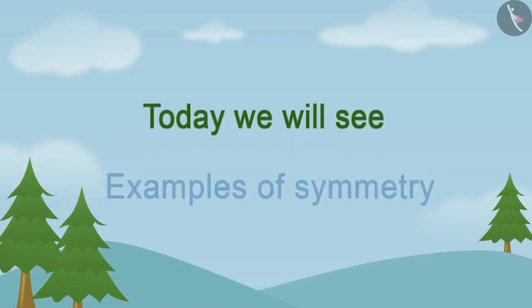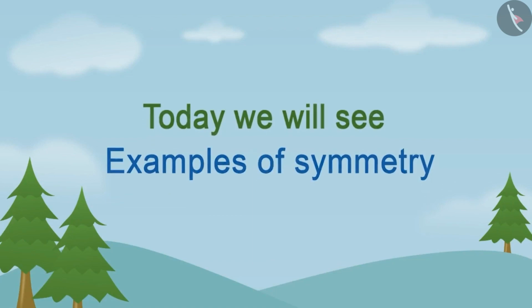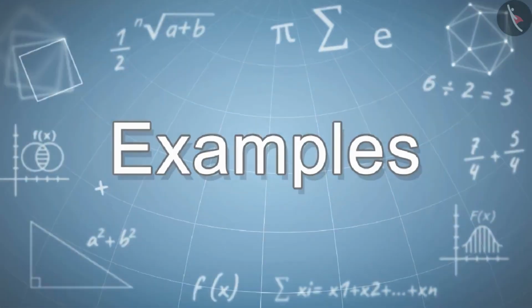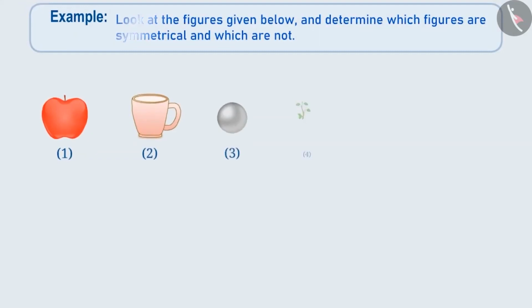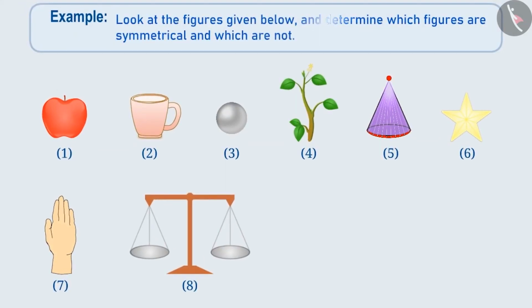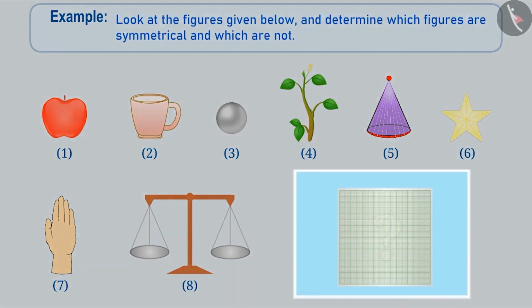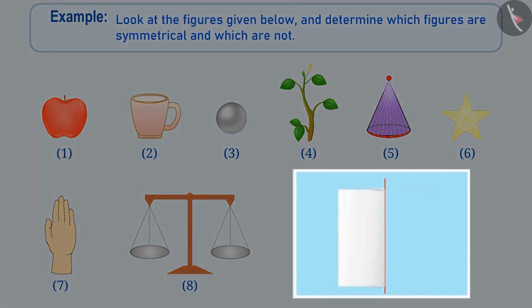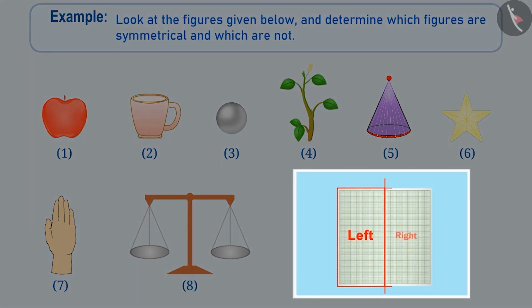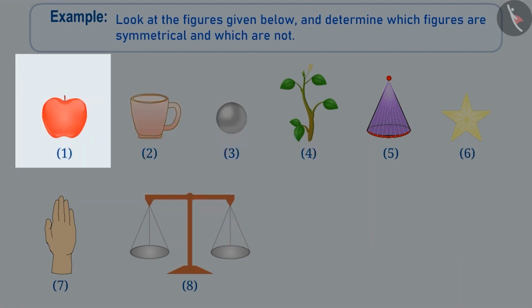Today we will see examples of symmetry. Example. Look at the figures given below and determine which figures are symmetrical and which are not. To determine if a figure is symmetrical or not, we check that on folding the figure from the middle, the half on the left and the half on the right are completely identical to each other or not. That is, whether both the parts are like reflections of each other.